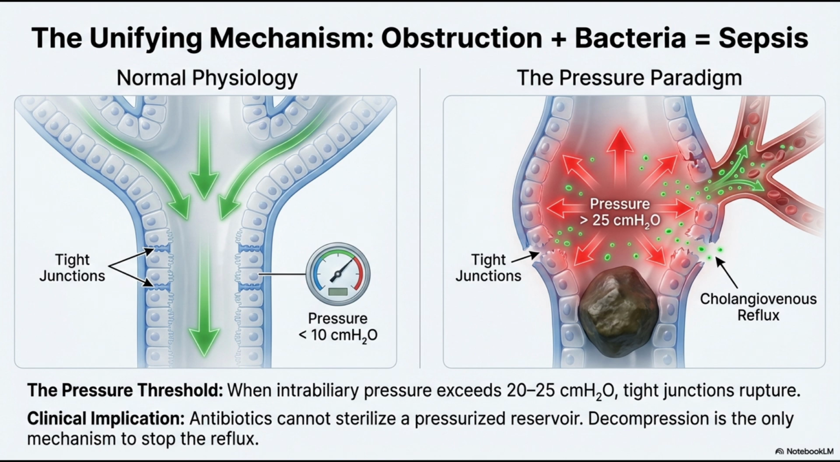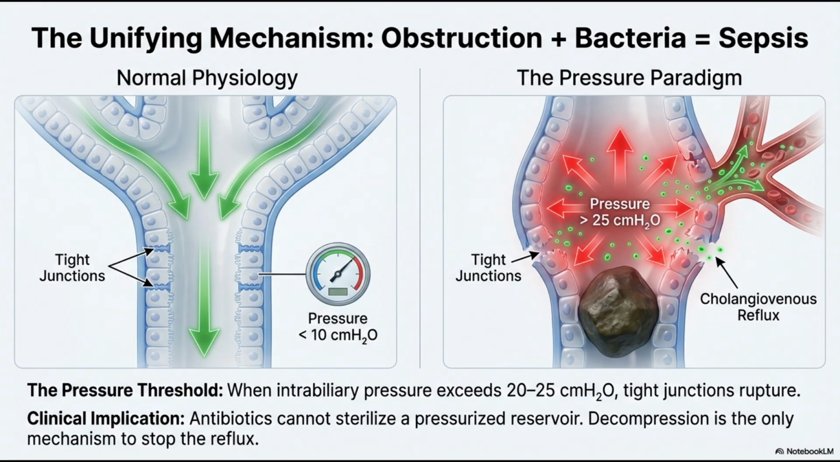We are synthesizing the Tokyo Guidelines 2018, the TG18, along with recent randomized controlled trials and advanced pathophysiology to give you a roadmap. A roadmap for when to drain, when to drug, and when to call the surgeon. We're going to cover the great divide in liver abscesses, pyogenic versus amoebic. We'll look at the catastrophe of hypervirulent Klebsiella, and we will get very, very granular on grading the severity of cholangitis.